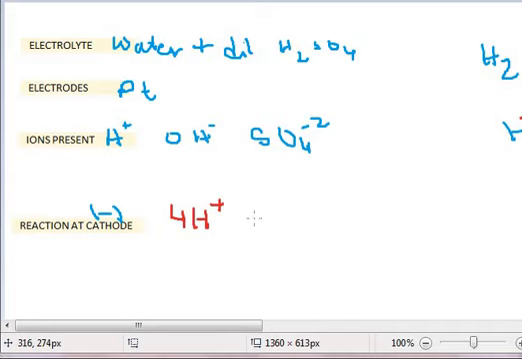Oxidation means losing of electrons. Reduction is gaining of electrons. So at the cathode, you have to write plus. So it gains how many electrons? 4 electrons. After gaining 4 electrons, this will be neutral. So what we are going to write here is 2 hydrogens. So 2 volumes of hydrogen are released.